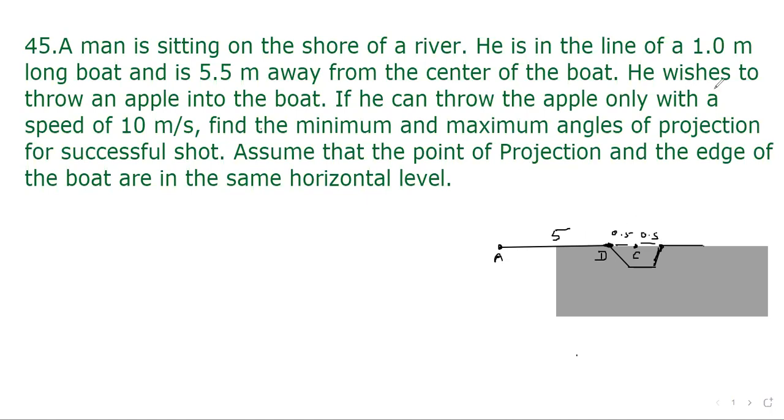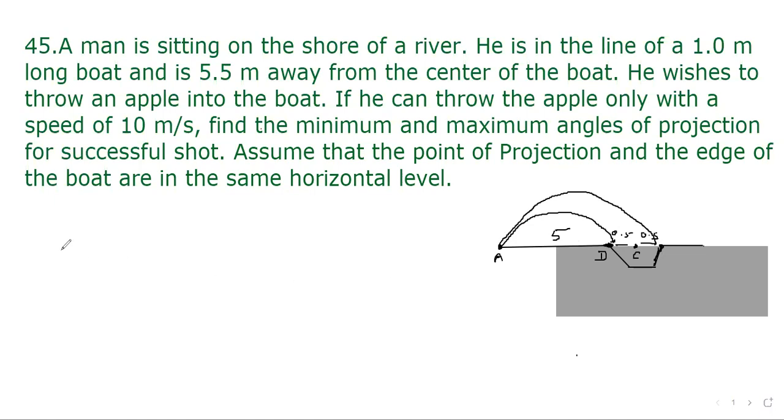Let's read it again. He wishes to throw an apple into the boat. If he can throw the apple only with a speed of 10 meters per second, find the minimum and maximum angles of projection for a successful shot. Assume that the point of projection and the edge of the boat are in the same horizontal line. So one situation is like this, just here. And the second situation is like this, just at the end of the boat.